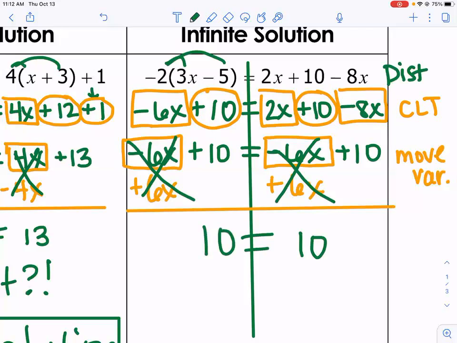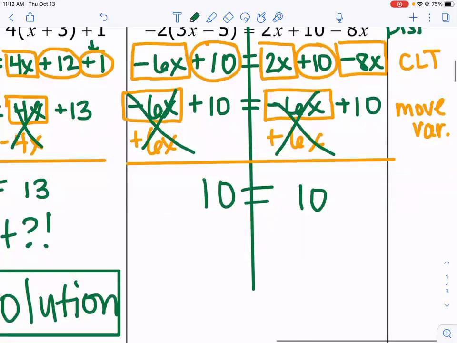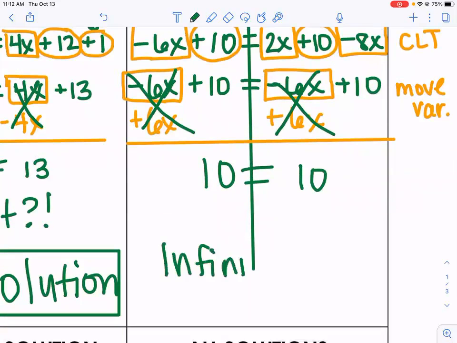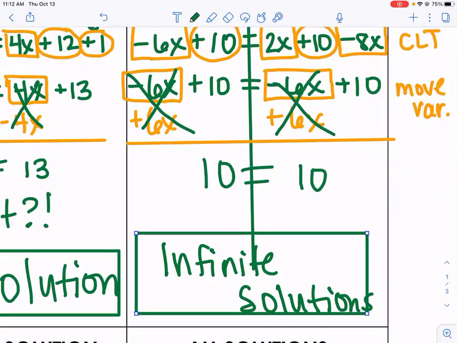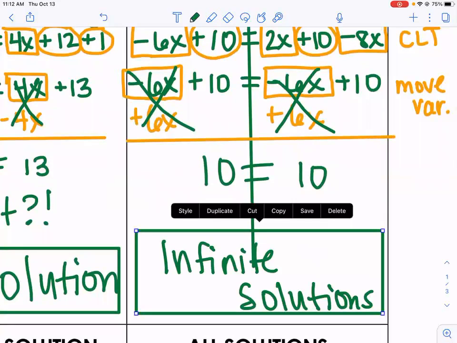Okay, now I have a very difficult question for you. How often is 10 equal to 10? All the time, right? All the time this 10 is equal to 10. So we have infinite solutions. That's what we write down. Yep. Anything. This means any number we can plug in for x and it works. We have an infinite number of solutions.